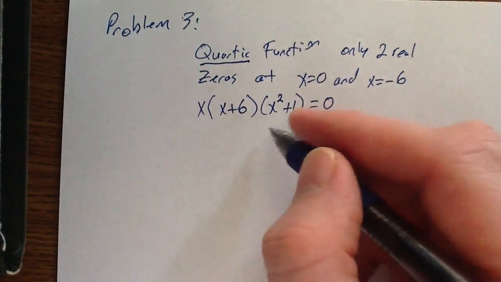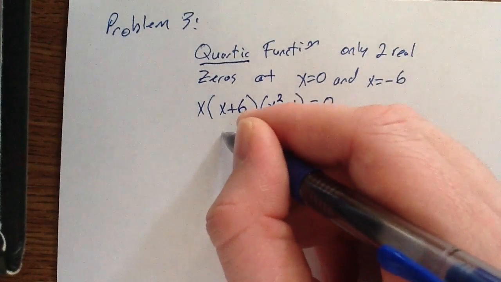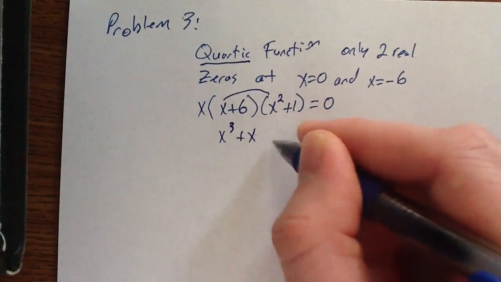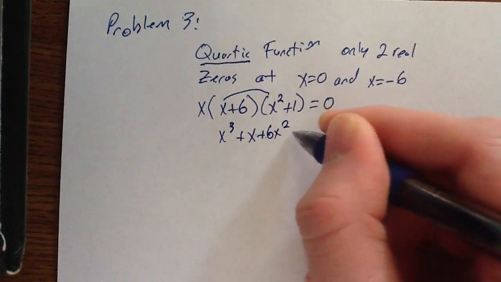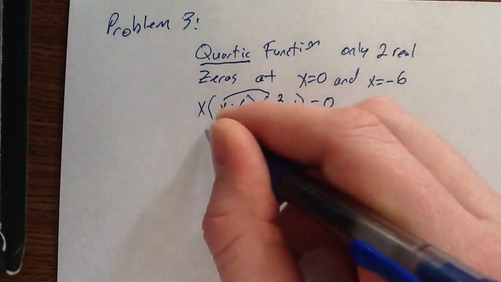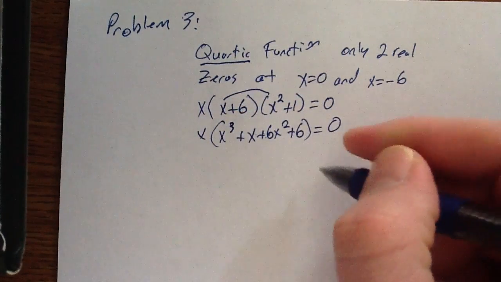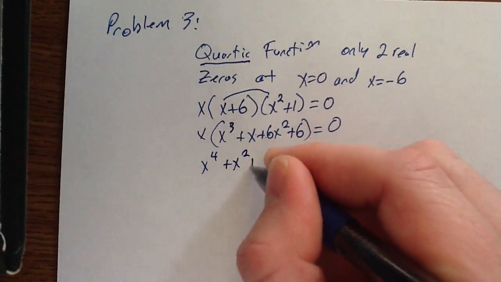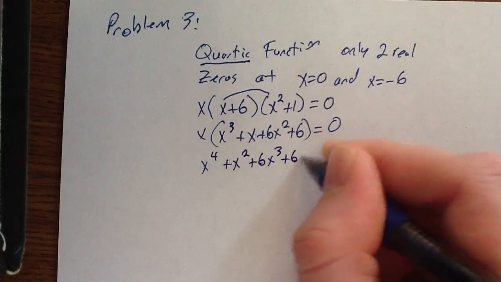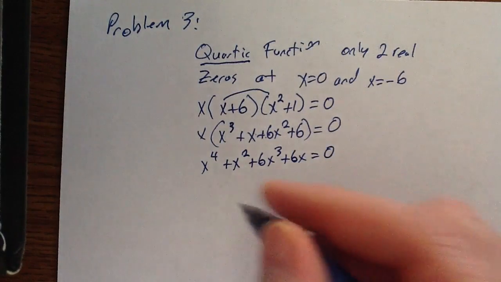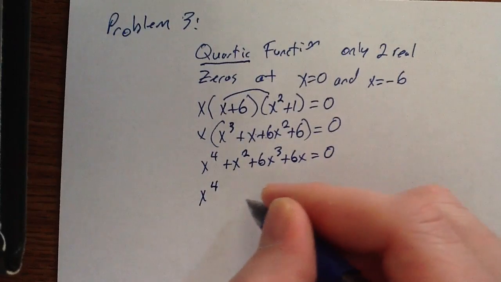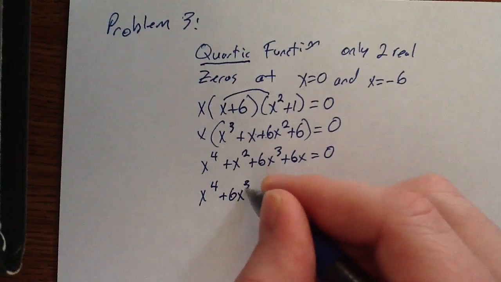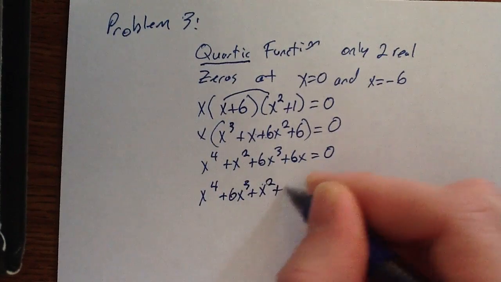Alright, and then now we just need to distribute and FOIL this back out. So we're going to have x cubed plus 1x plus 6x squared plus 6. Don't forget about my x factor out in front. Distribute it, that will be x to the 4th plus x squared plus 6x cubed plus 6x equals 0, and I'm going to clean that up and just write it in descending order. So x to the 4th plus 6x cubed plus x squared plus 6x.